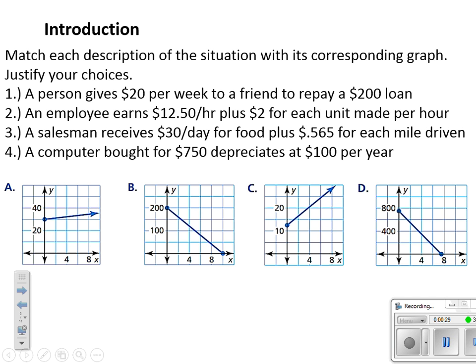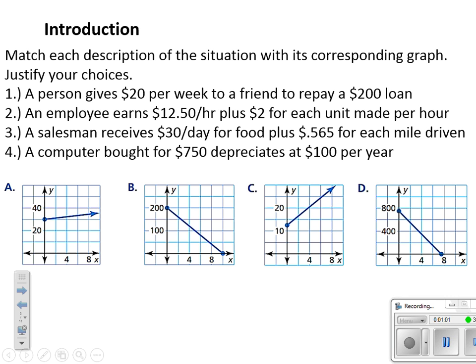So let's look at the first situation. A person gives $20 per week to a friend to repay a $200 loan. Number 2, an employee earns $12.50 an hour plus $2 for each unit made per hour. And then number 3, a salesman receives $30 a day for food plus 56.5 cents for each mile driven. And number 4, a computer bought for $750 depreciates at $100 per year.